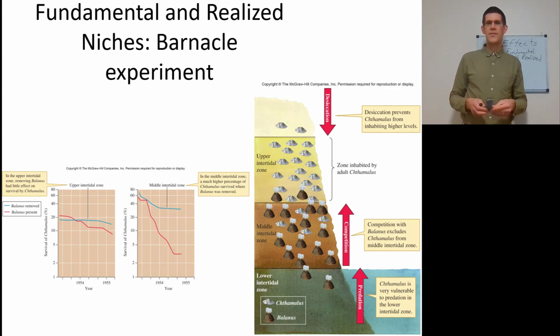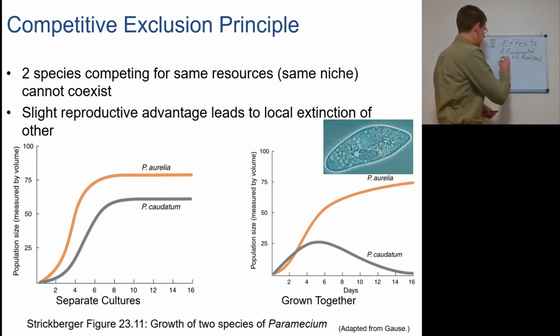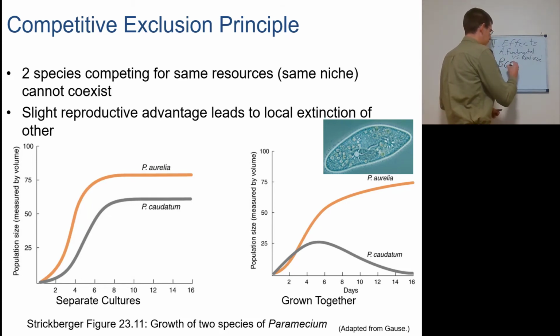So there's also desiccation, though, that's going to prevent Balanus from growing any farther up. So that limits Balanus's niche. And predation would also limit Thalamus's niche in the absence of Balanus. So you see how each has their own niche limited by the presence of other species or other effects. And when two species try to exist together and fail, we call this competitive exclusion.